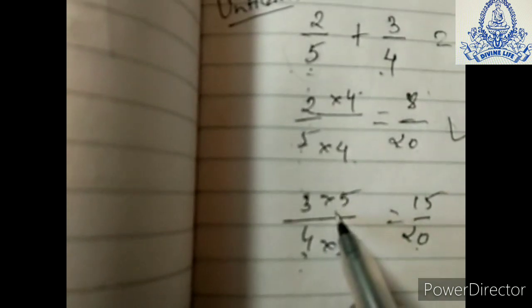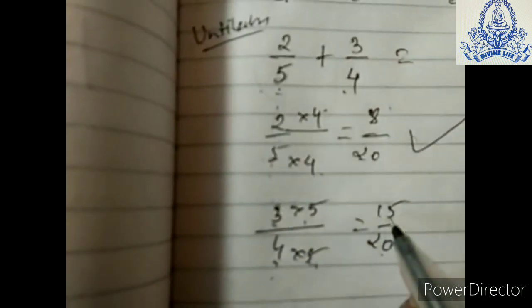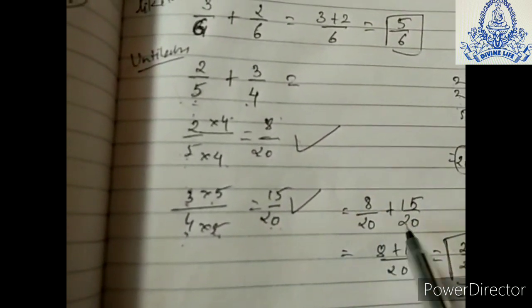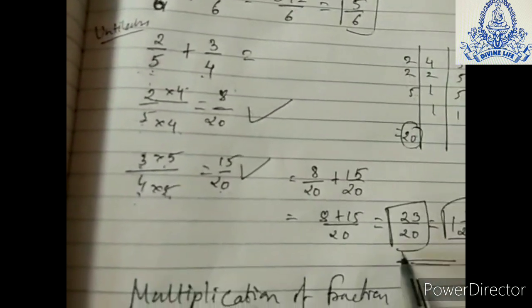Same way, 3 upon 4 we will take. In the 4 table, 4 5s are 20 will be coming. The same 5 will be going up and multiplying with the 3. 5 3s are 15, so we will get 15 upon 20. So the two numbers which we get are 8 upon 20 and 15 upon 20. Then we will add both these numbers, putting here similar, 15 plus 8, 23 upon 20.